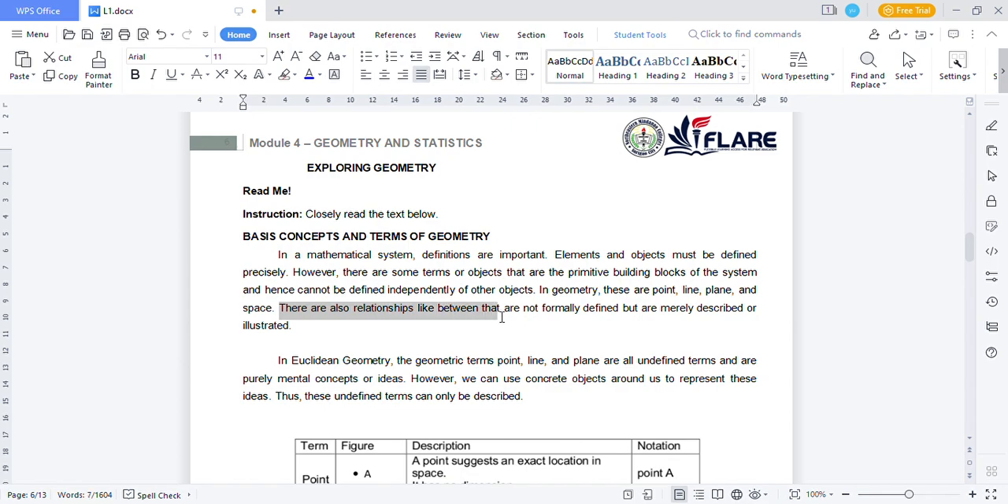There are also relationships like between that are not formally defined but are merely described or illustrated. So in Euclidean geometry, the geometric terms point, line, and plane are all undefined terms. They are called undefined terms because the point, the line, and the plane are purely mental concepts or ideas. However, we can use concrete objects around us to represent these ideas. Thus, these undefined terms can be described.